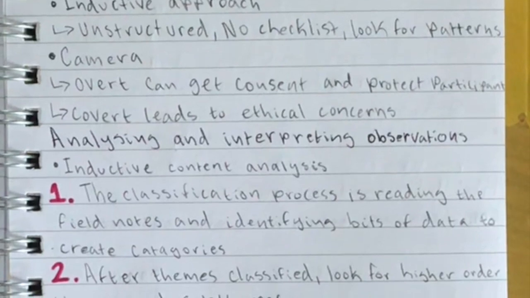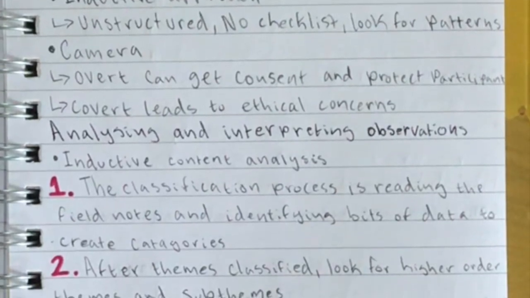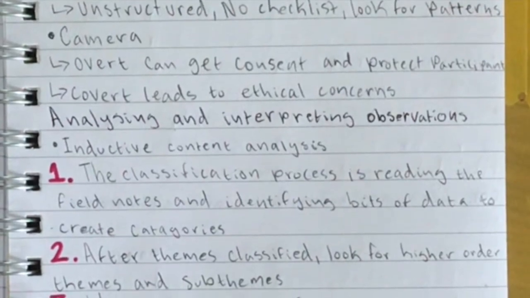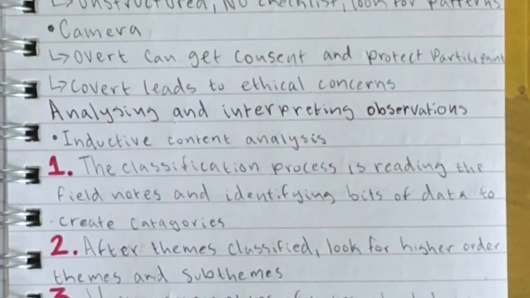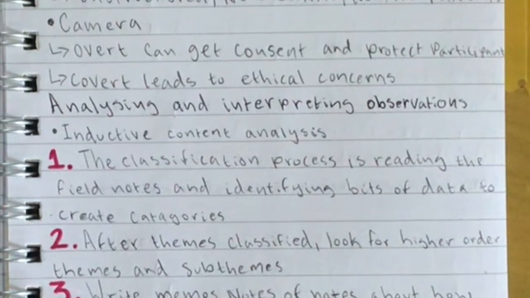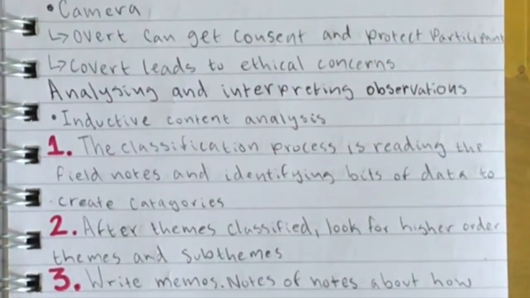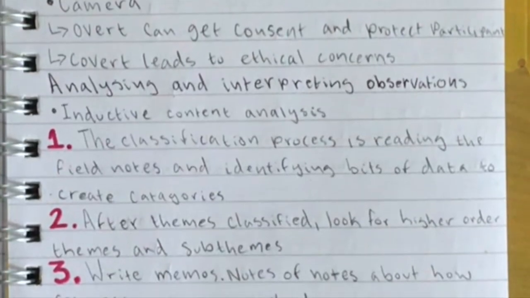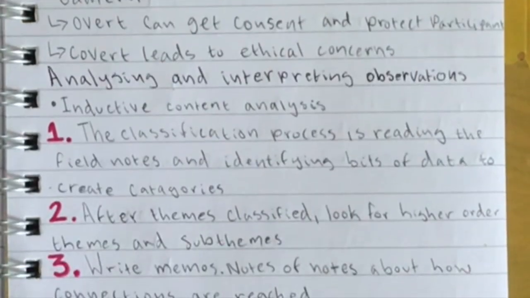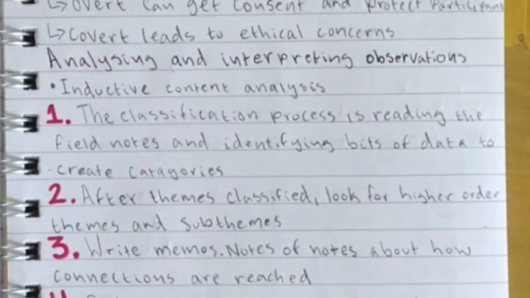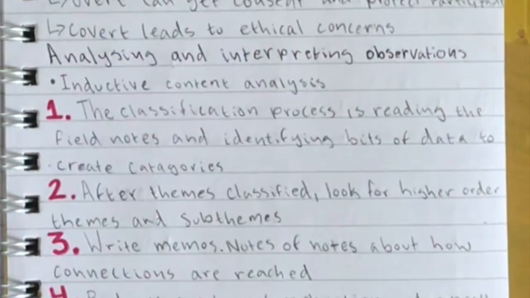Now for the inductive approach, this is more with unstructured observations, which means you have no checklist and you look for whatever patterns emerge in the data. So you might record this either taking notes or with a camera. If it's overt, you can get consent and you can protect your participants. But if it's covert, it might lead to a lot of ethical considerations because these people have not agreed to be on camera.